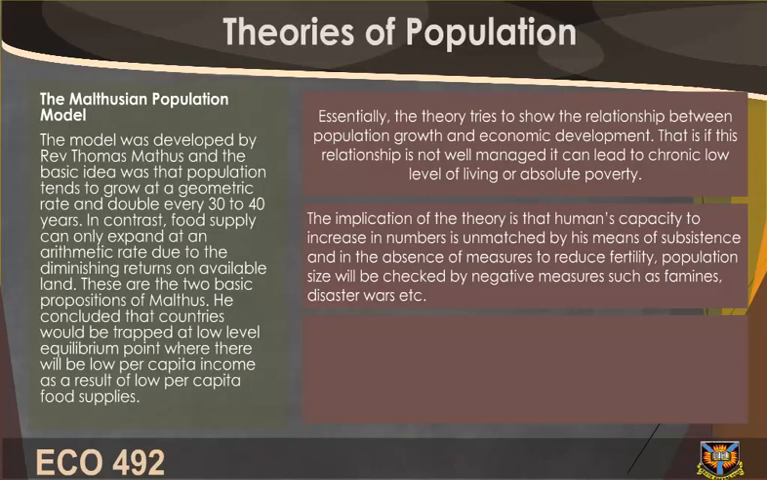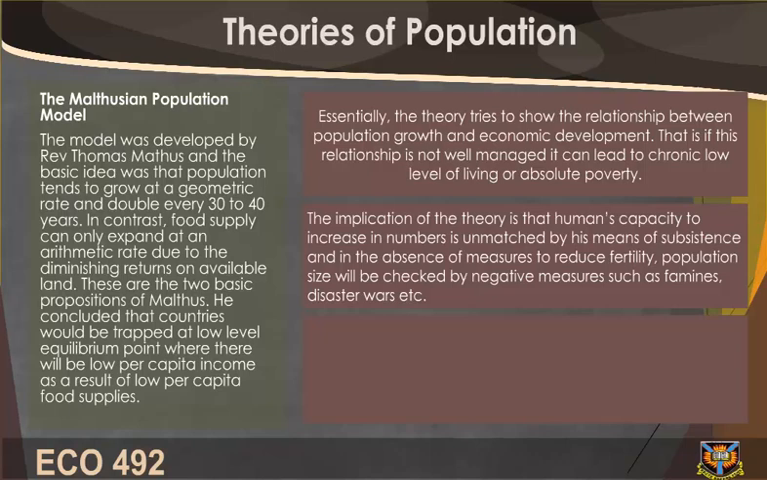Theories of population. The Malthusian population model. The model was developed by Reverend Thomas Malthus, and the basic idea was that population tends to grow at a geometric rate and double every 30 to 40 years.